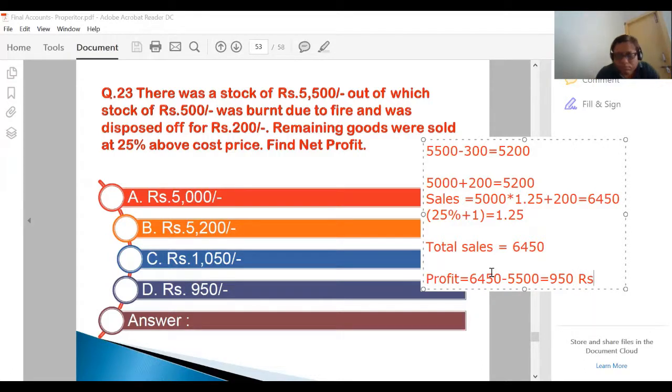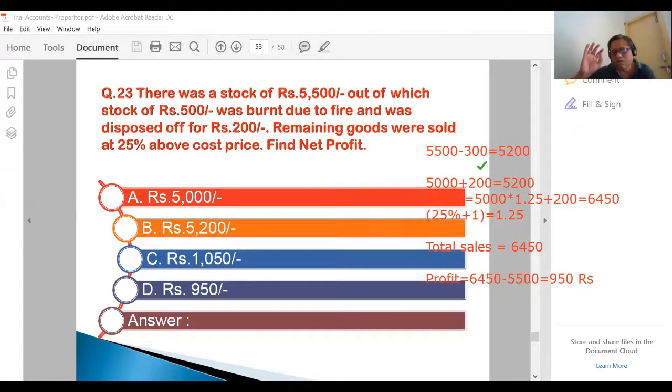Getting it? Okay, you can do either way. You can add back 200 and do this. All these things can be done. Whichever way you can understand. These 200 rupees is the balance portion of stock. This is a good stock. And this is a stock which is burnt. So this is what the calculation is all about. Are you okay with that?